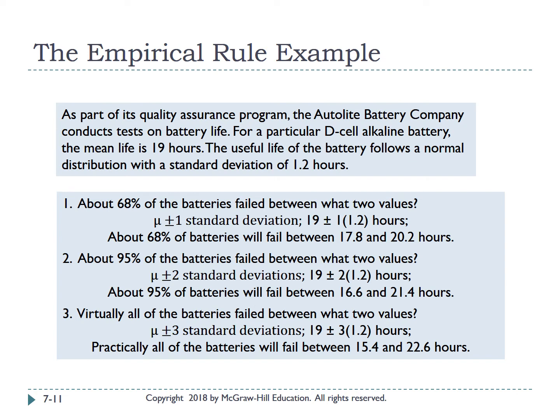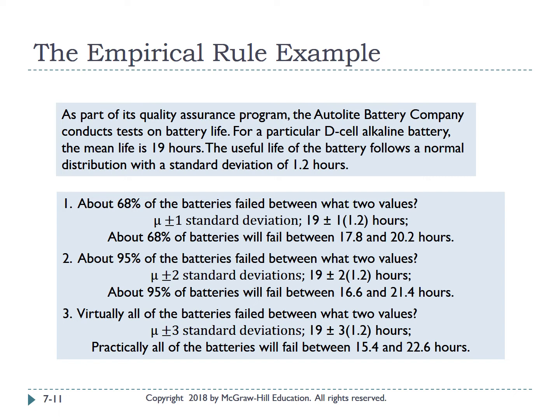We want to find a range of 68% of the batteries failed. So a range of 68% is mu minus sigma and mu plus sigma. That is between 19 minus 1.2 and 19 plus 1.2 hours. About 68% of batteries will fail between 17.8 and 20.2 hours.